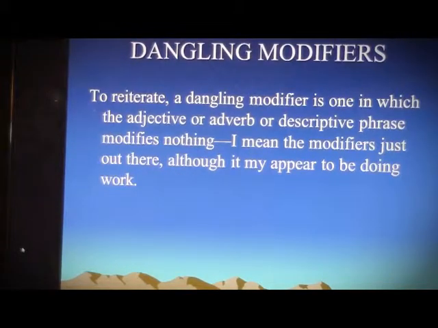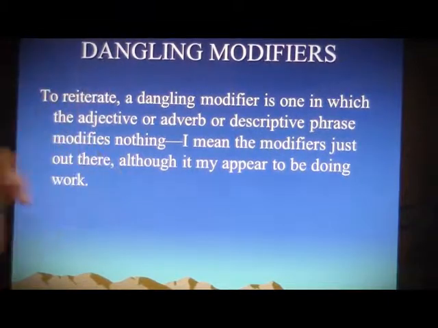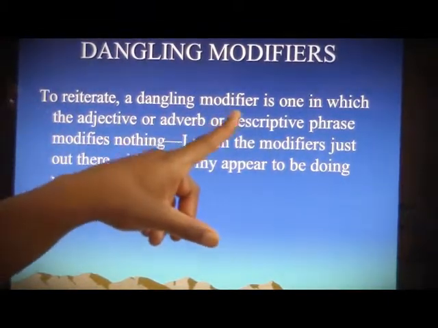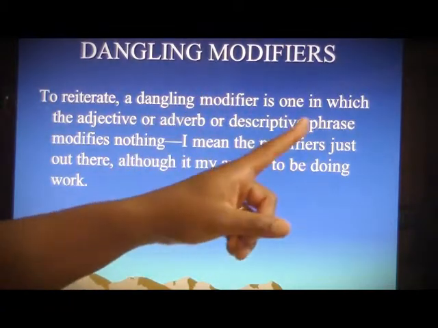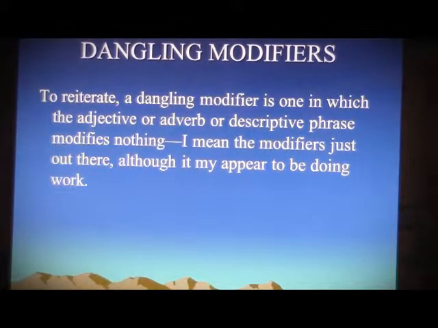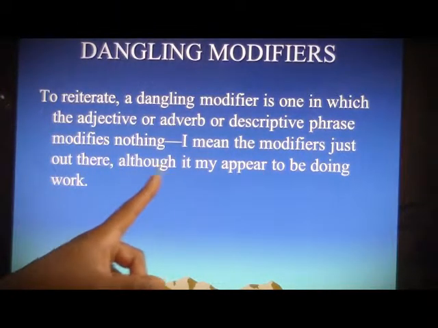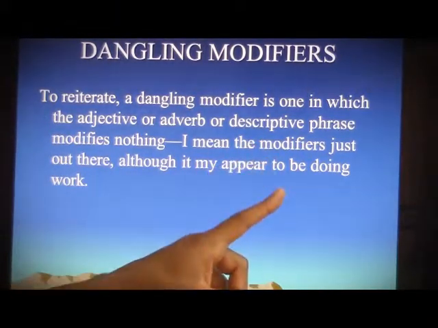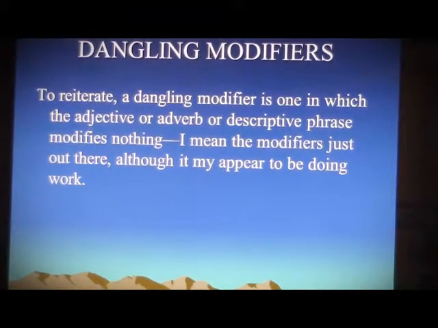Let's go back. Now, dangling modifiers are a little different. To reiterate, a dangling modifier is one in which the adjective or adverb or descriptive phrase modifies nothing. I mean, the modifiers are just out there, although it may appear to be doing work. The modifier is not modifying anything. Let me show you an example.